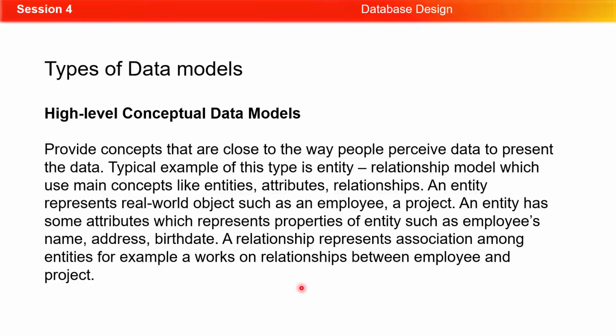An entity represents a real-world object, such as a customer or employee for a project. An entity has attributes, like name and address, which represent specific properties of the entity, such as name, address, and birth date. A relationship represents an association among the entities within the application, such as between the employer and the employee.